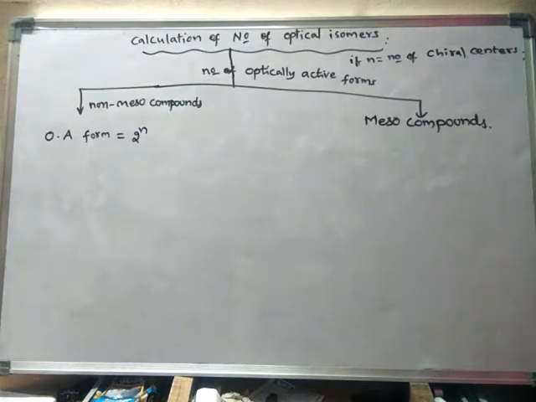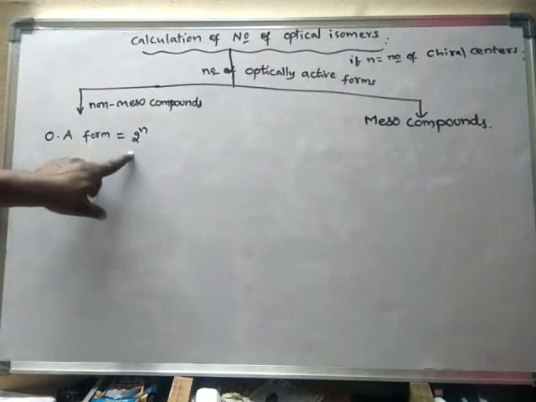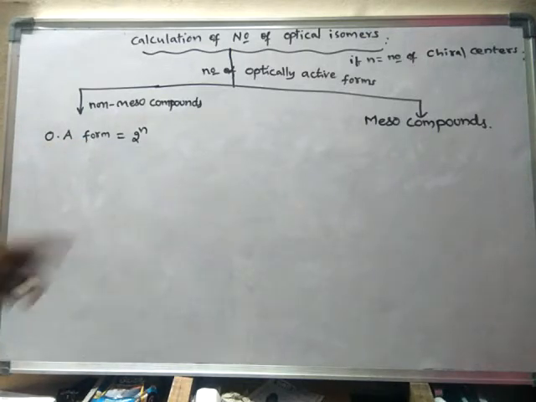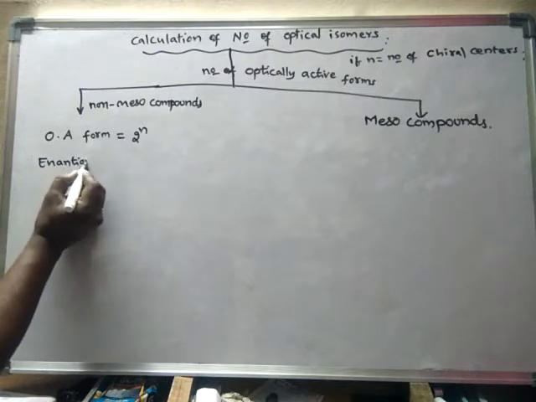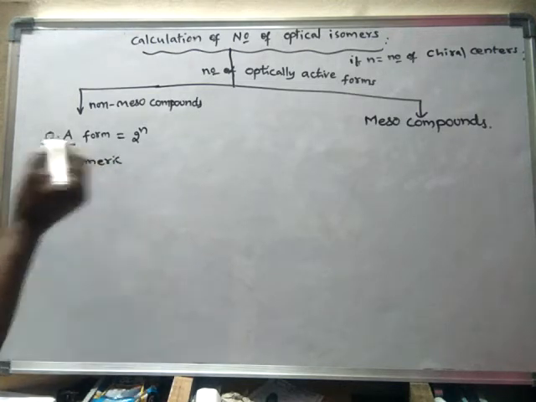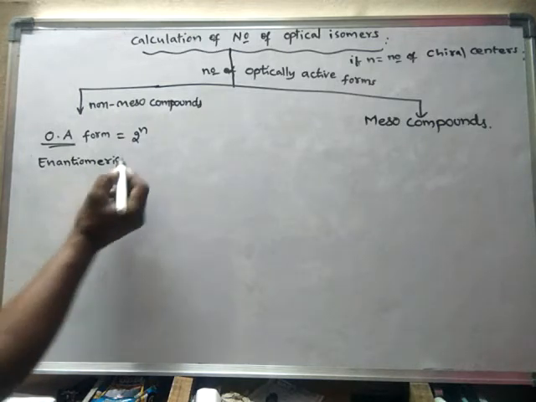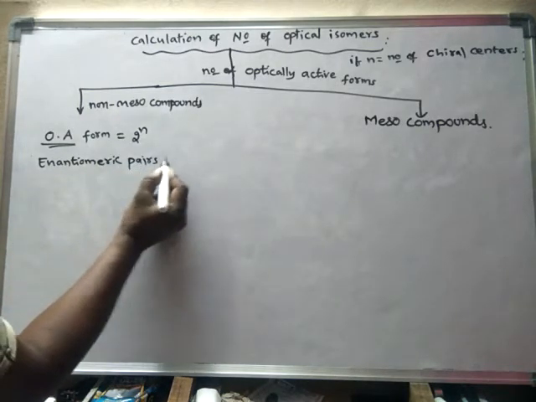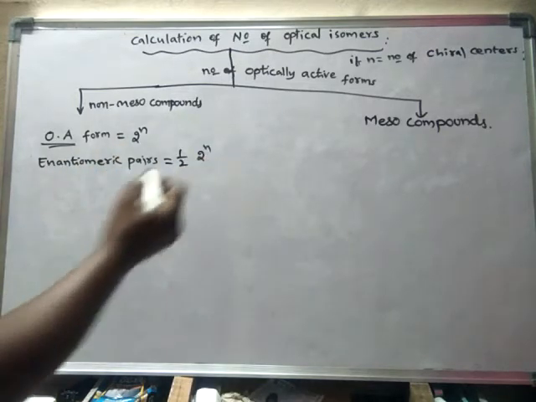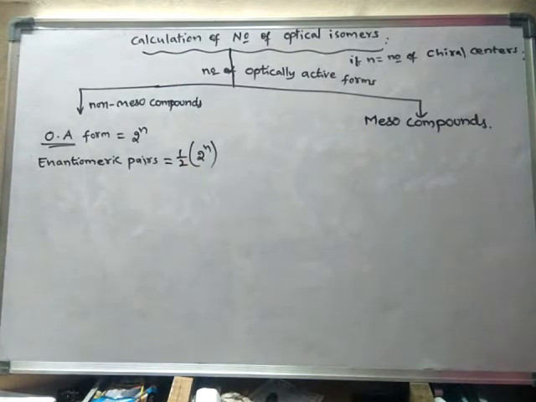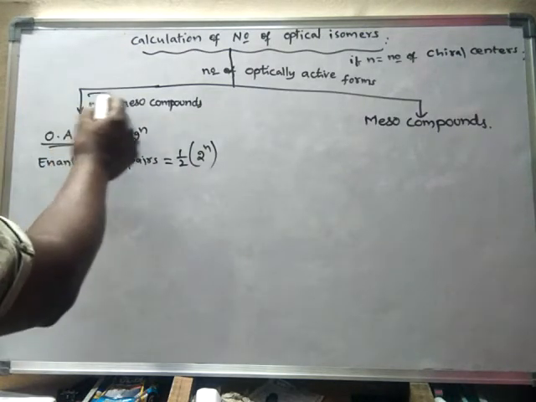So if the number of optically active forms is 2 to the power of n, then the number of enantiomer pairs will be half of this. Optically active forms means enantiomers, so enantiomeric pairs will be half of 2 to the power of n. This formula helps us calculate the number of enantiomeric pairs for a non-meso compound.